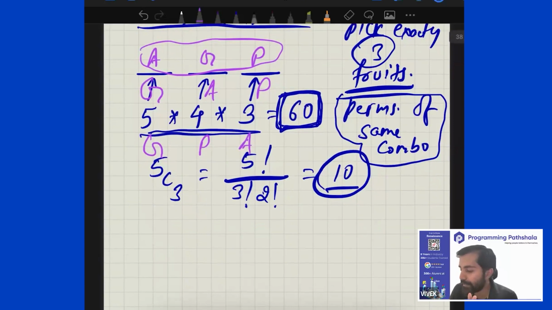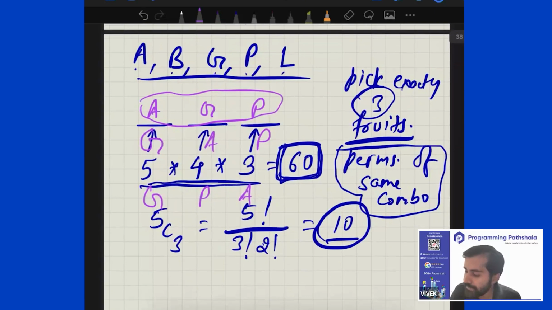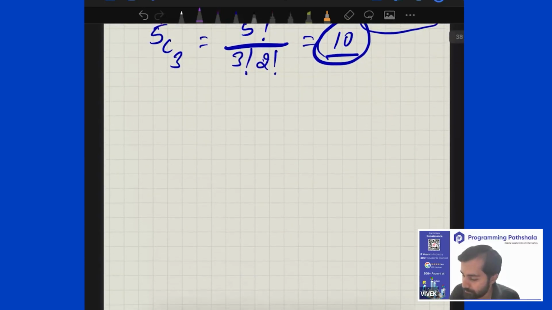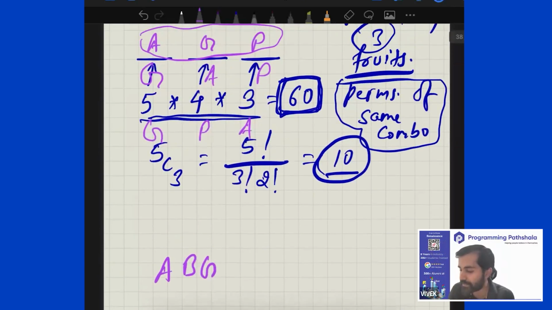So now if you look at it carefully, think of it in this manner. When we are picking any three items out of these five items, any three, maybe let's say A, B, and G. So if you pick A, B, and G, different permutations of ABG would also end up getting considered. Yeah, you can even understand it now. If you did not understand it there, you can understand it now.